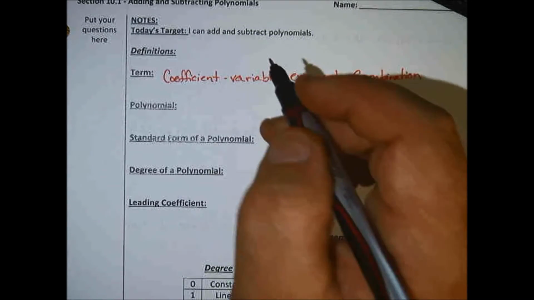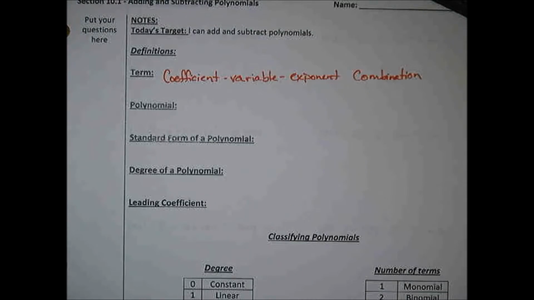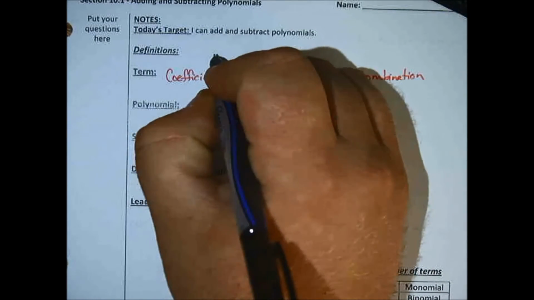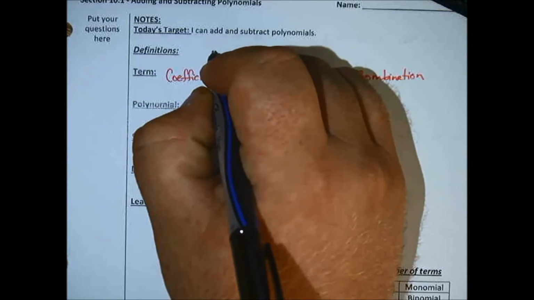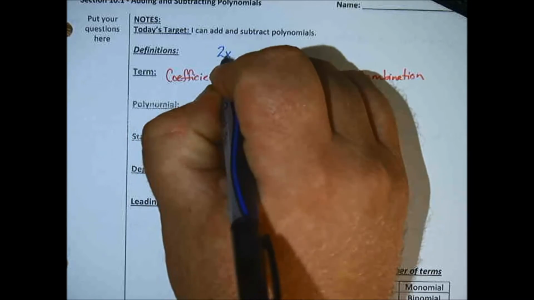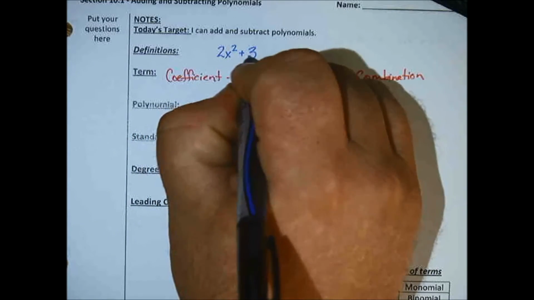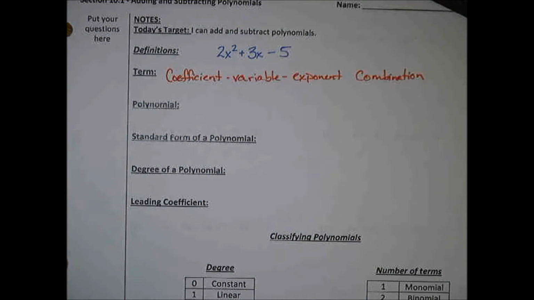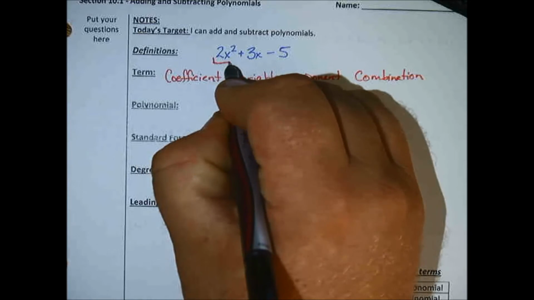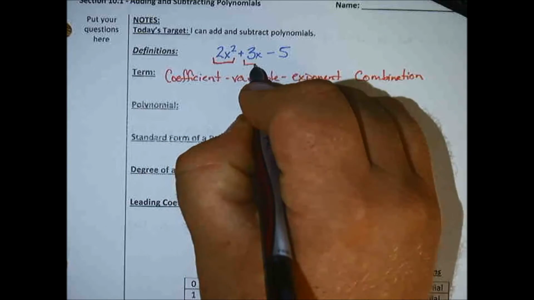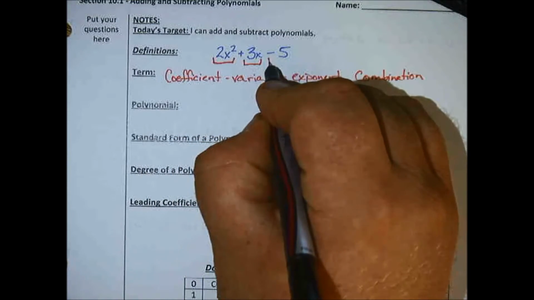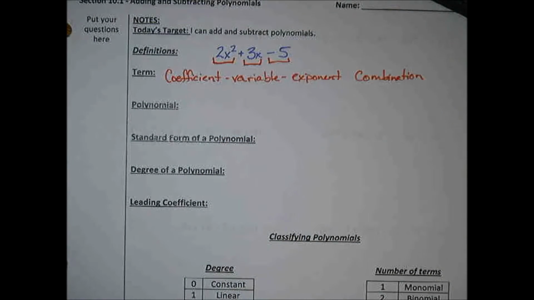So, if we're looking at a polynomial, maybe something that looks like 2x squared plus 3x minus 5. Okay, that's an example of a polynomial, and the terms are the coefficient, variable, and exponent combinations. Okay, and we've worked a little bit with that in the past, and we're going to continue with that at a little deeper level.